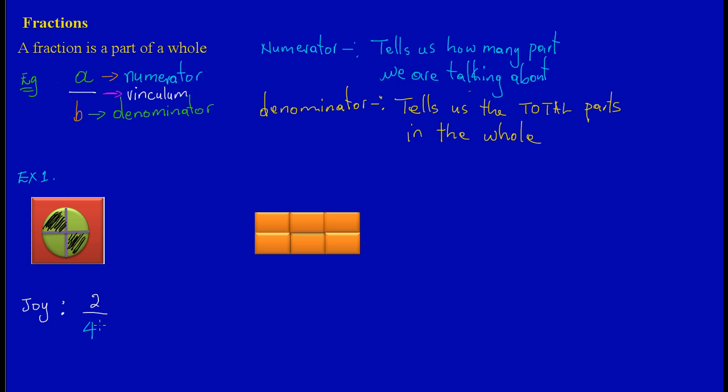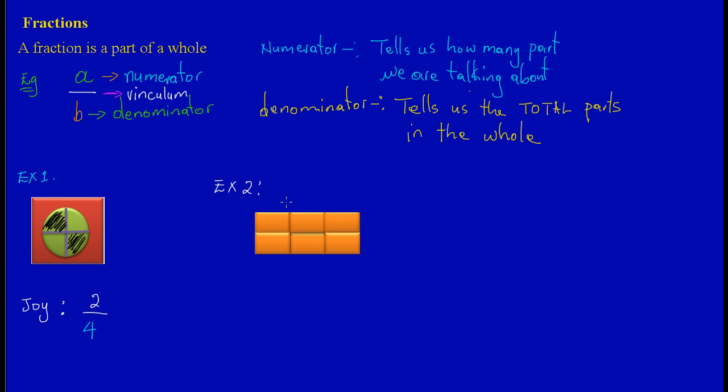Okay, and if you notice, the denominator tells us the total parts in the whole. Now that's exercise 1, and they could ask us that question to write that as a fraction. And let's look at another exercise. This is exercise number 2.